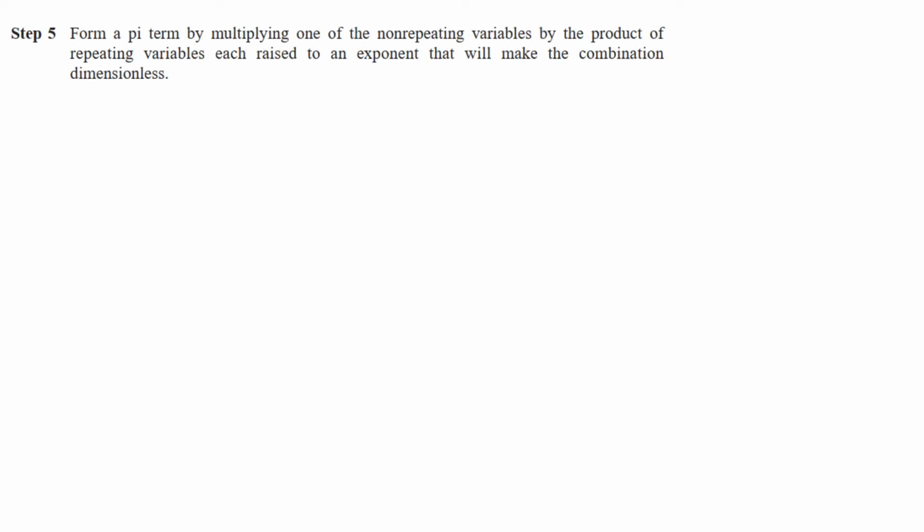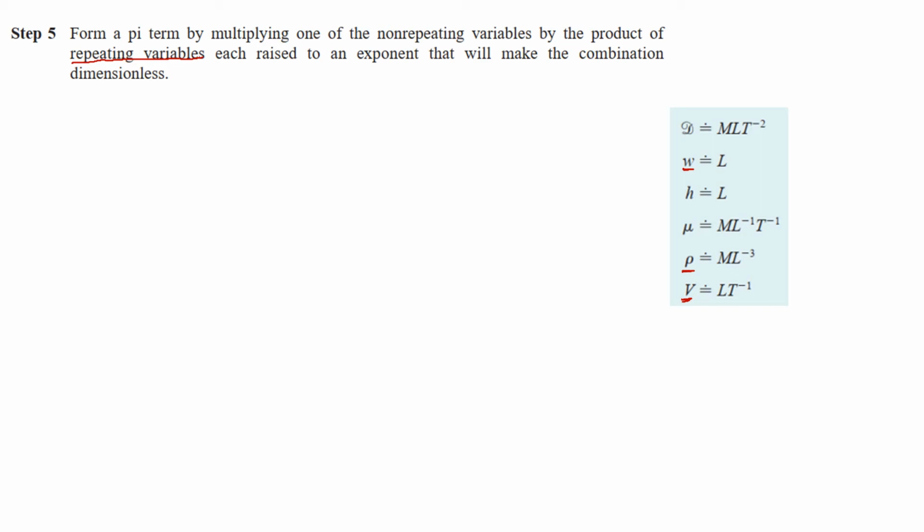So now let's move on to step 5. In step 5, we are going to take one non-repeating variable and multiply it with our repeating variables that we just defined in the previous step. Our repeating variables were the width, the density, and the velocity. So we will take these repeating variables and multiply them with one non-repeating variable.